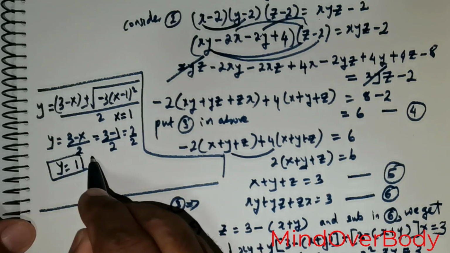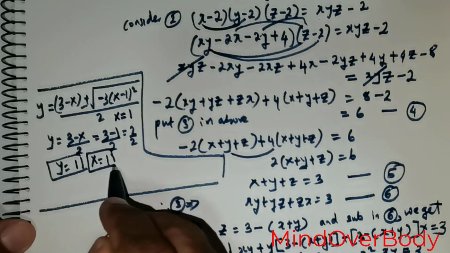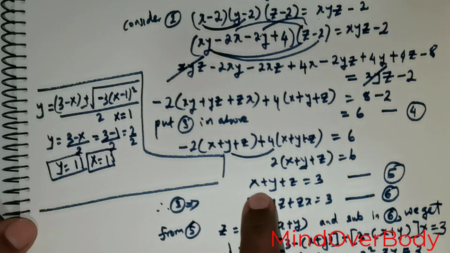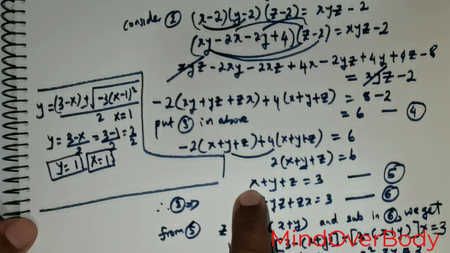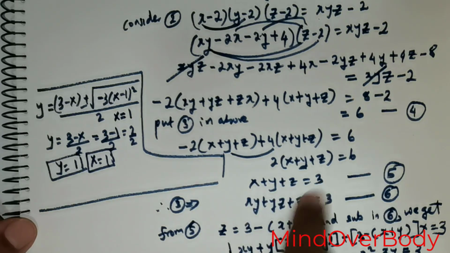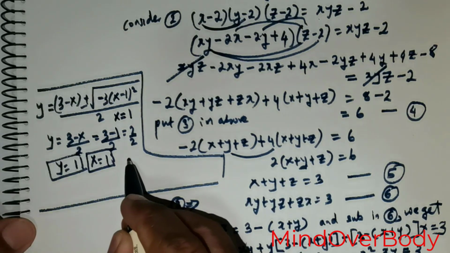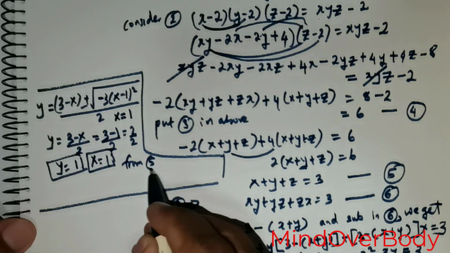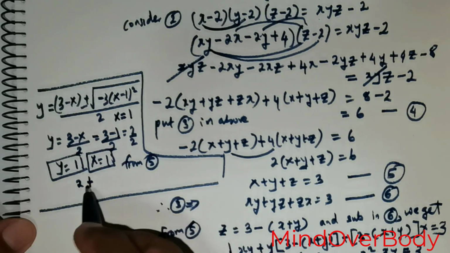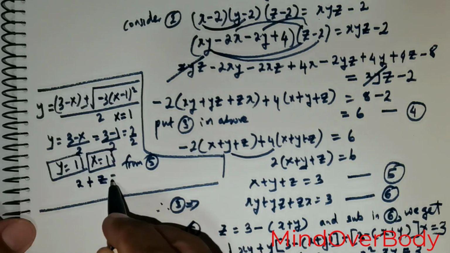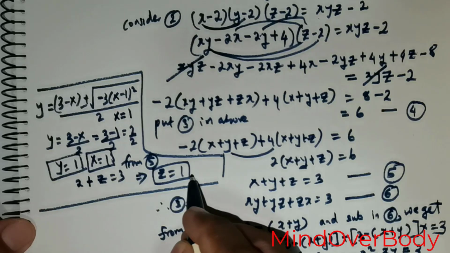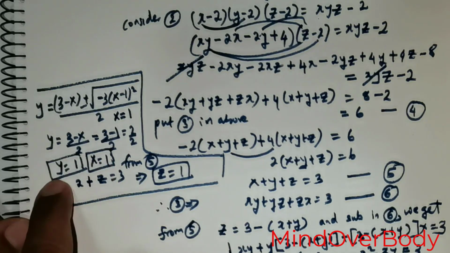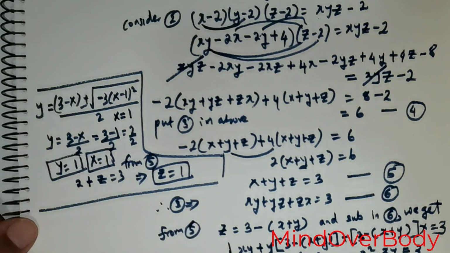So we got y, we got x, and there is a relationship that connects x, y, z with 3. So I substitute x, I substitute y, so it's 2 plus z is equal to 3. So from 5, 2 plus z is equal to 3. So this means z is equal to 1. So I've got the value of x, the value of y, and the value of z, and that solves the question.